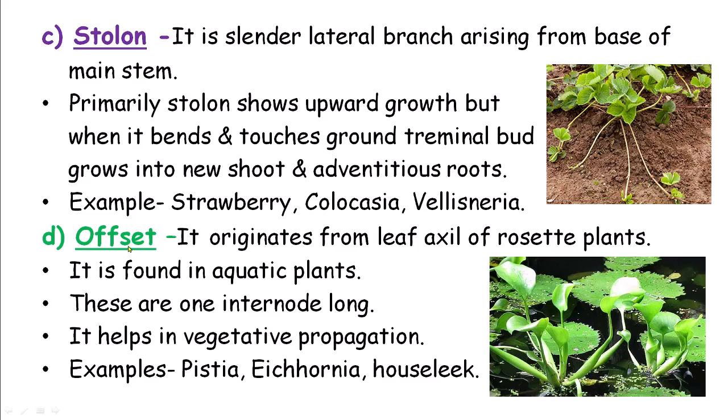And next type is the offset. It is generally seen in the aquatic plants. It originates from the leaf axils of the rosette plants. The offset is one internode long. It helps in the vegetative propagation. Examples are the Pistia, Eichhornia and the houseleek.